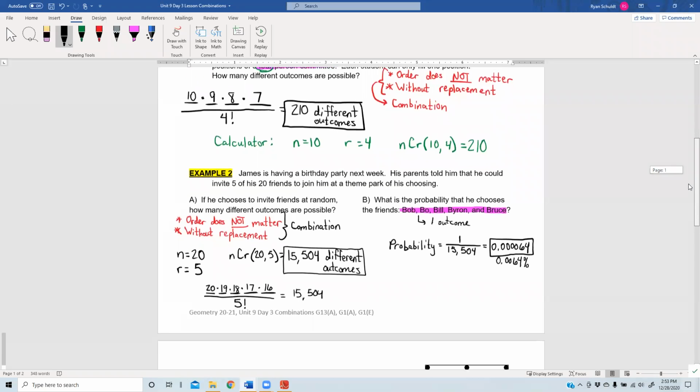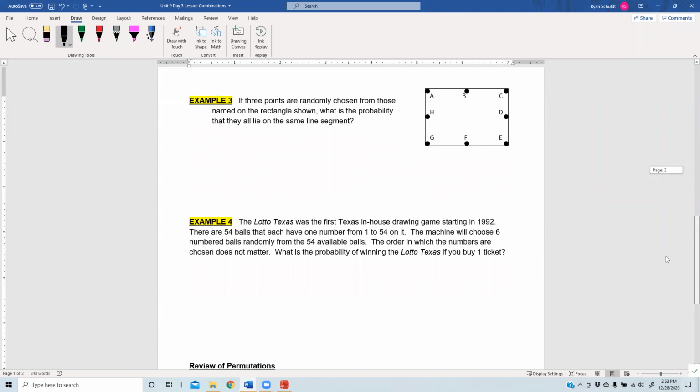Okay, let's look at the back now. So if 3 points are randomly chosen from those named on the rectangle, what's the probability that they all lie on the same line segment? Well, first, we have to figure out how many points there are. There's 1, 2, 3, 4, 5, 6, 7, 8 points total. So N is equal to 8.